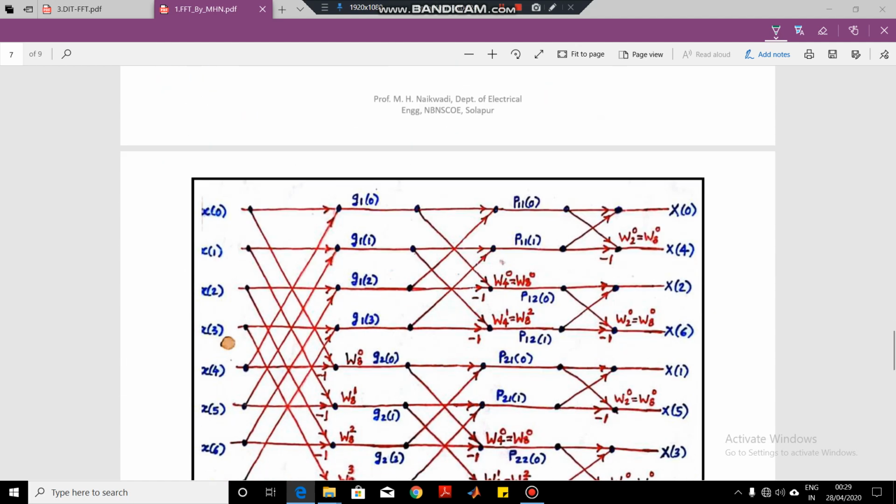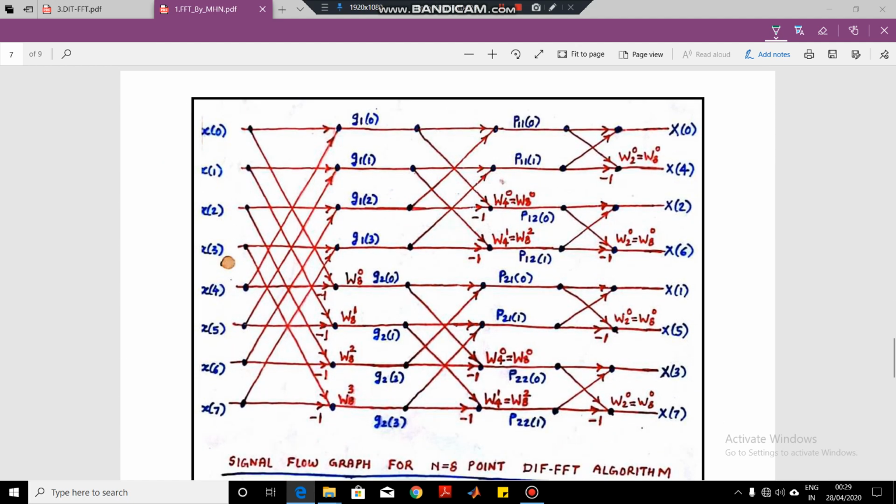What is our next step? Now we see the overall butterfly structure. Here you can see we are taking the sequence in the normal order. So our sequence is 0, 1, 2, 3, 4, 5, 6, 7. Now see, this is our first butterfly. So 0 and 4, these two are getting combined. This will be the first output of the butterfly, and this will be the second output of the butterfly.